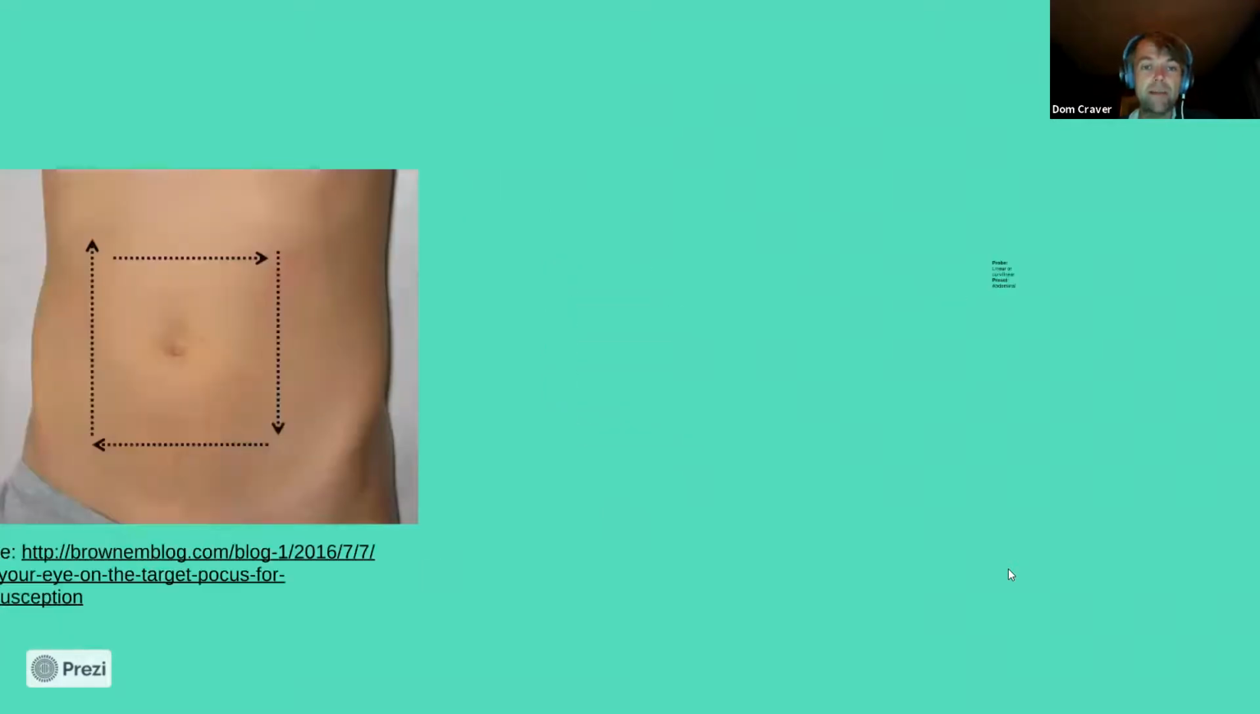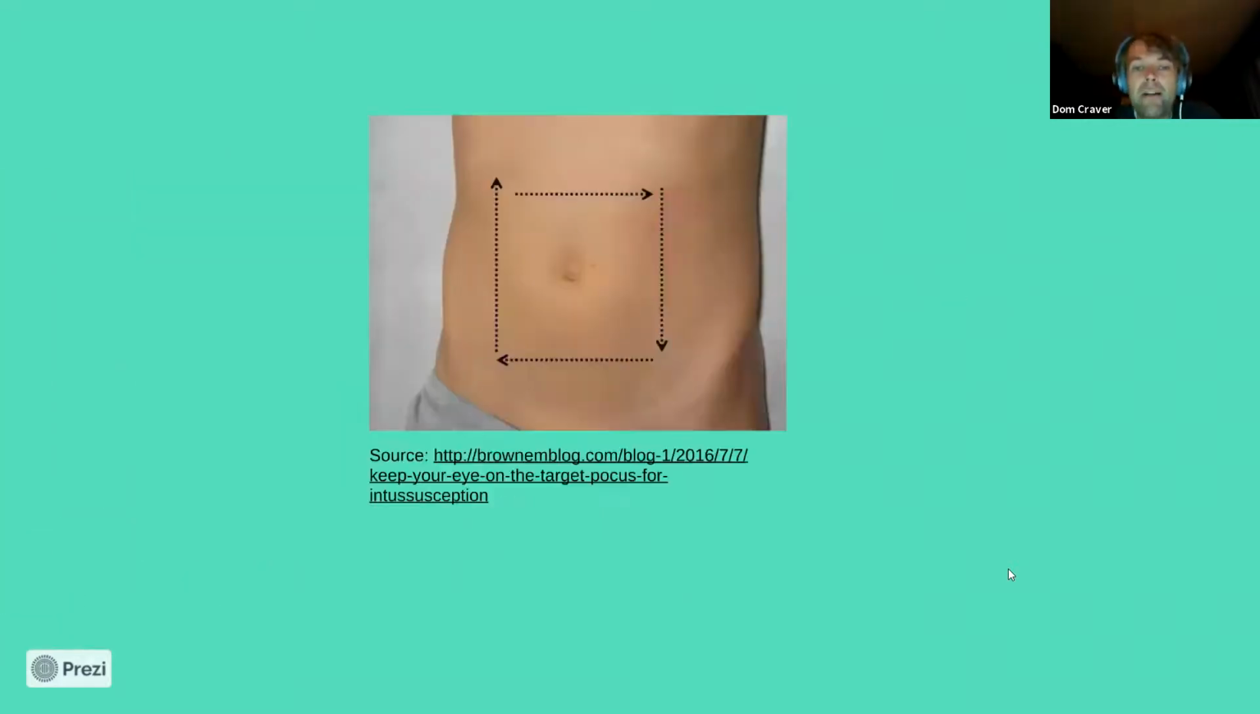So I've nicked this image from the Brown EM blog. You can see it's nicely square in this abdomen. It's basically following around the large bowel. Just imagine how the large bowel is going around. But all you're going to do is just scan around and look for anything that looks abnormal. When you find something abnormal, you're going to rotate your probe to see if you can get this donut sign. All the way around the abdomen, that tends to be what I do.